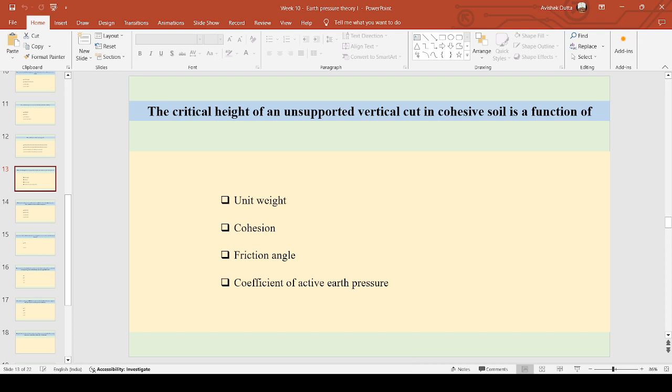So, more than one option can be correct. The critical height of an unsupported vertical cut in cohesive soil is a function of. Your options are unit weight, cohesion, friction angle, or coefficient of active earth pressure. Okay. Next question.